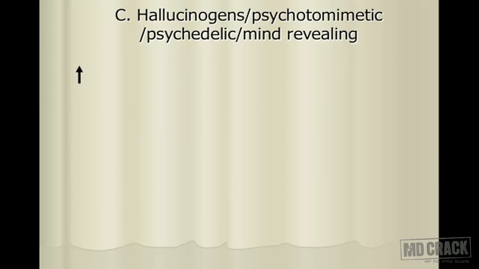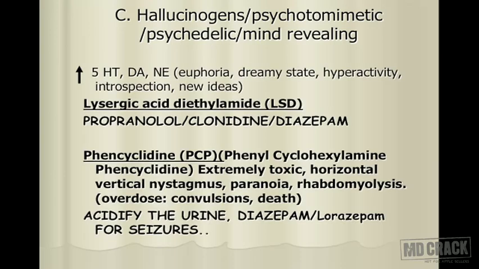The next slide is about group C, or the third group, which I mentioned initially as the hallucinogens. They have various different names. You need to remember these names because the question might come with this name. They might be called psychotomimetic agents. They might be called psychedelic drugs, or they are also called mind-revealing agents. And all these agents, that's LSD and phencyclidine, PCP, increase 5-hydroxytryptamine, dopamine, and norepinephrine. So it becomes easy to remember.